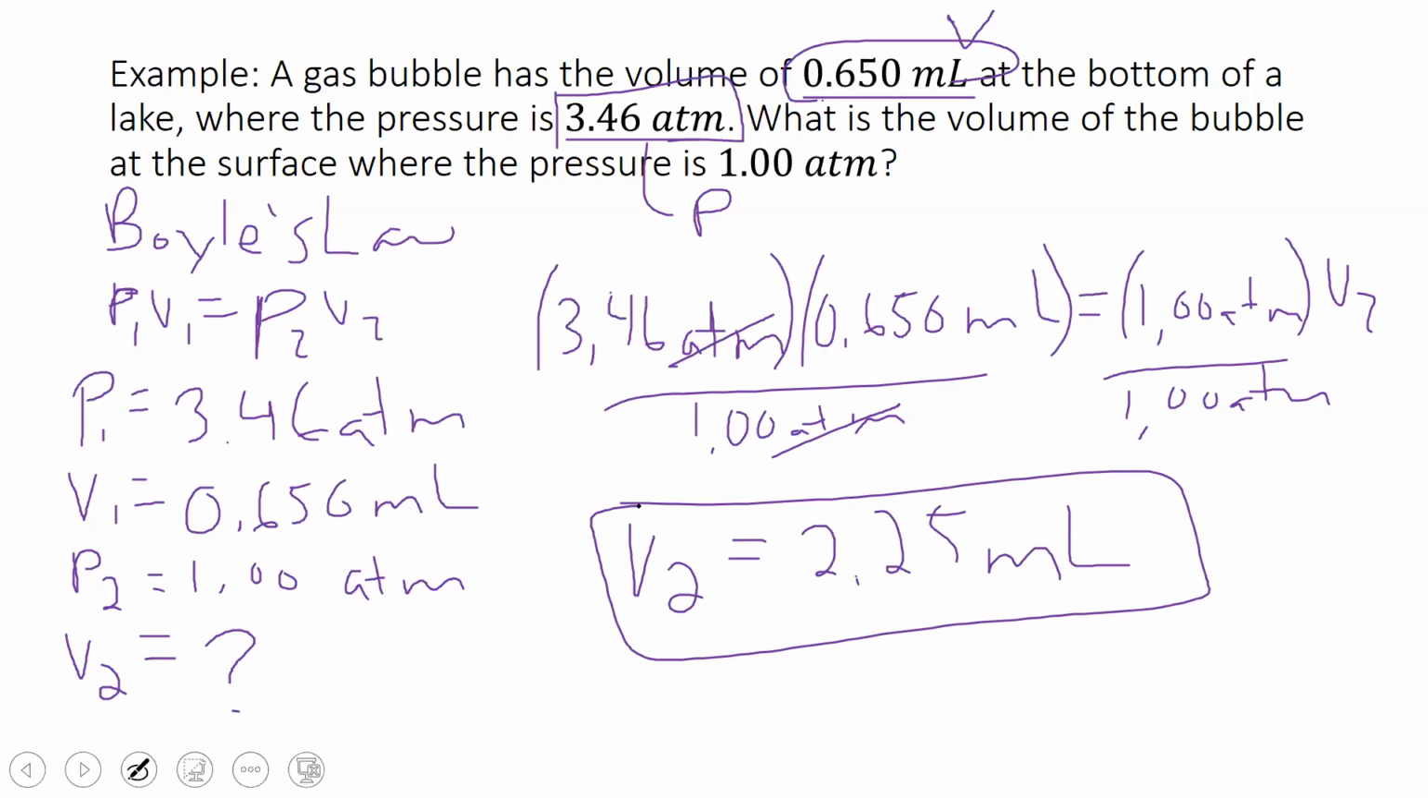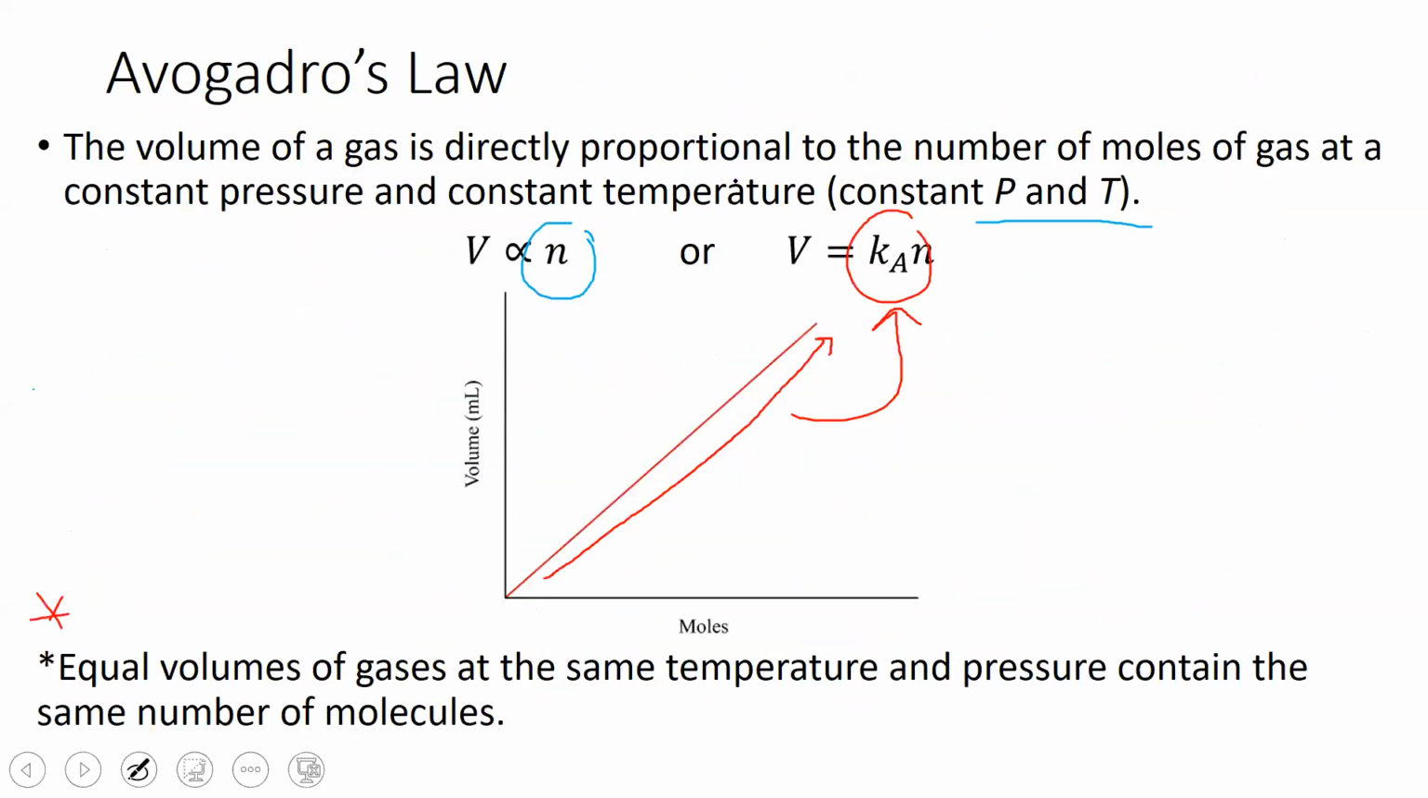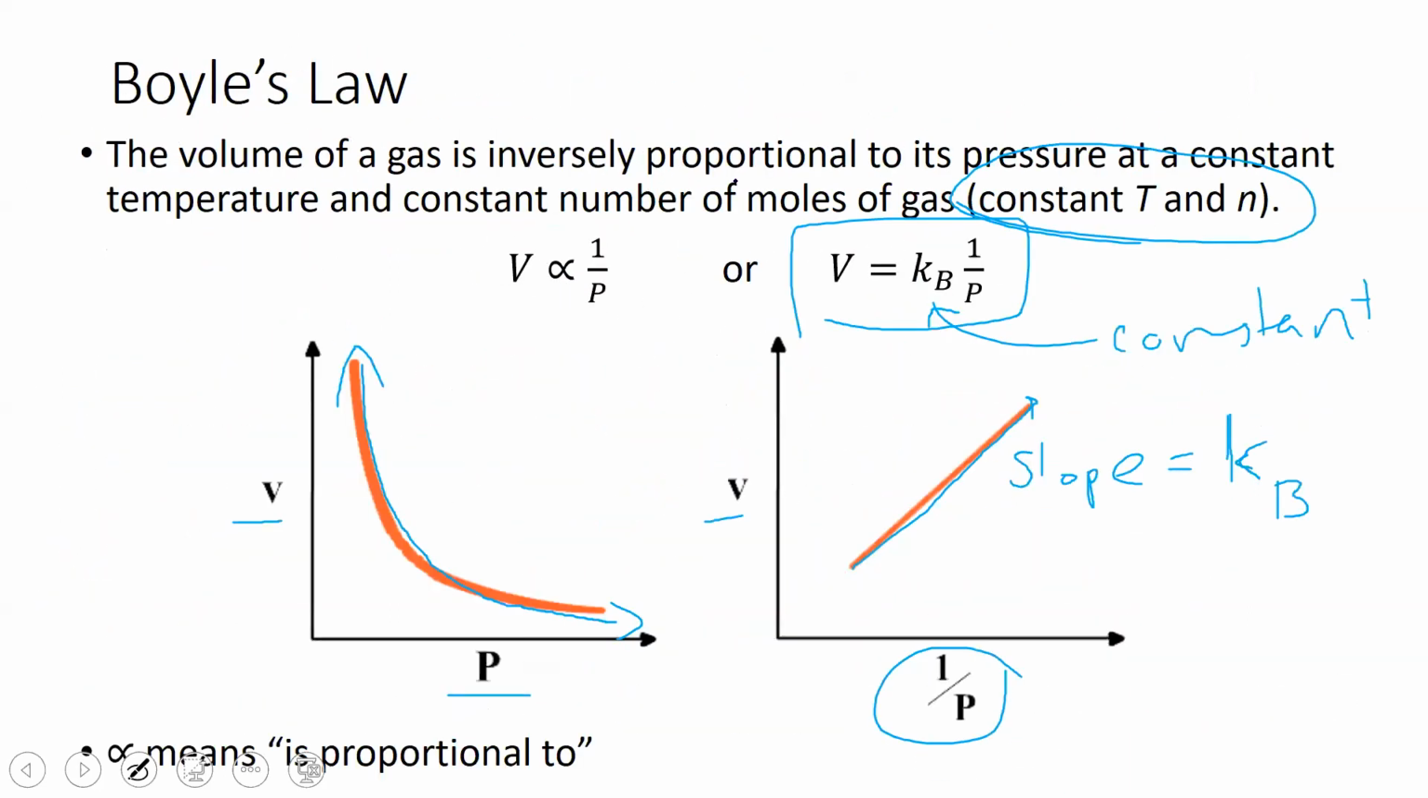Question: How did you know that you have to use Boyle's law and not the other two laws? On this one, I didn't get that. Yeah. If we have volume and pressure, the relationship between volume and pressure is Boyle's law. So we'll go up to here. Volume is inversely proportional to its pressure. That's what Boyle's law deals with. So that's how you know.